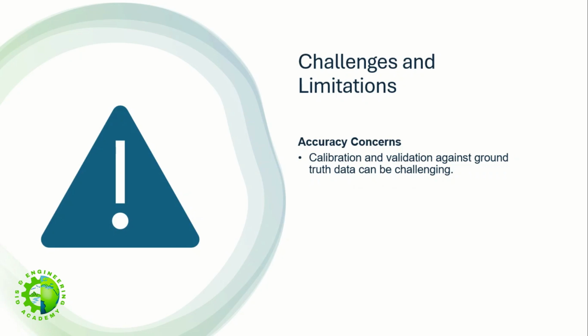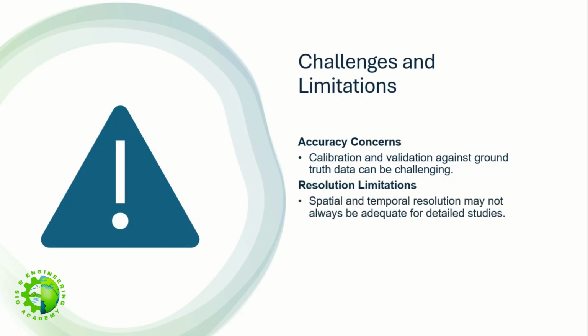Another limitation is related to resolution. The spatial and temporal resolution provided by remote sensing technologies may not always meet the needs for detailed studies. For instance, some satellite images may not provide the fine detail required to detect early stages of salinity or small-scale variations in soil properties. Furthermore, the complexity in data interpretation presents a substantial challenge.